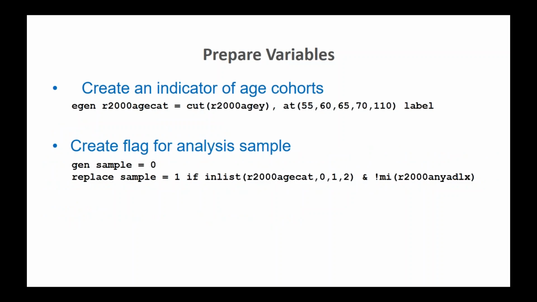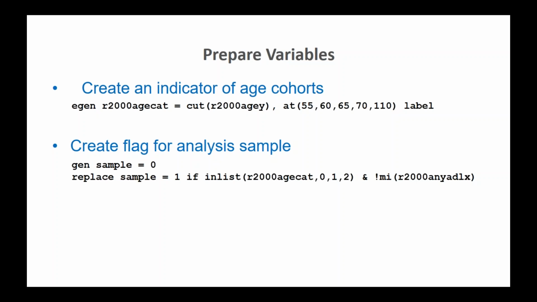That is the most complicated part of this sample analysis, so don't worry, nothing's going to get terribly more complicated than that. Let's also create an indicator of age cohorts. Again, we're going to use this egen cut command. And it might just be helpful to look at if there's changes for different age groups.